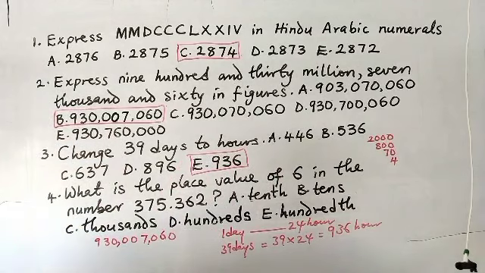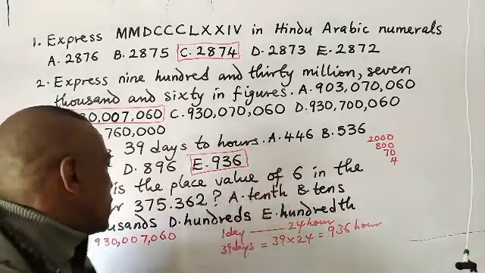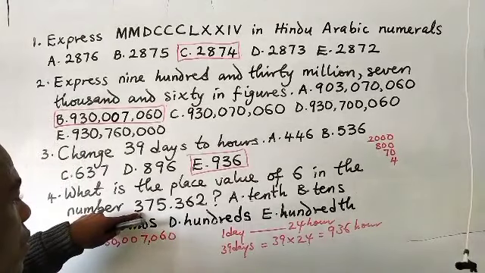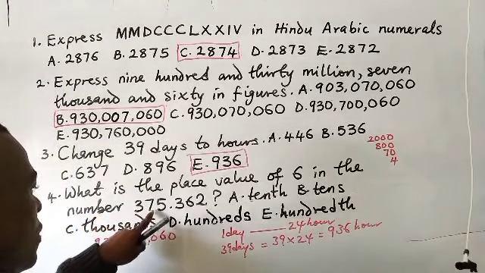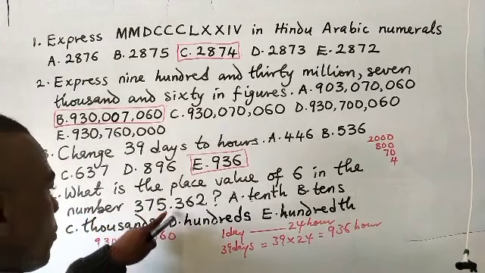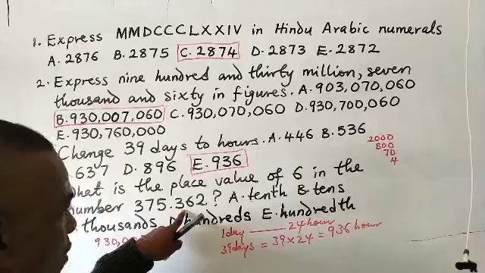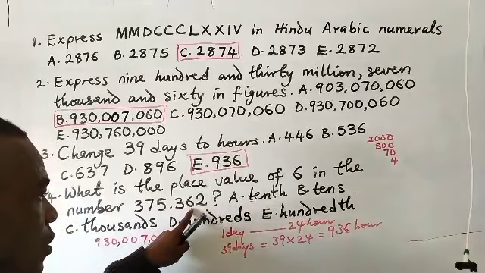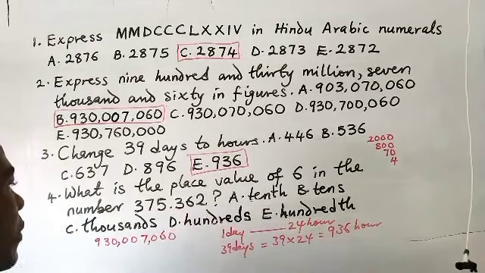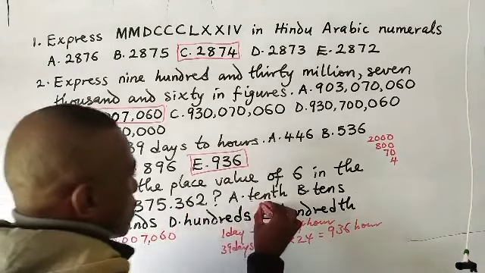Now, question number 4. We are asked to find the place value of 6. Now, the place value of this 3 is hundreds. Place value of 7 is tens. Place value of 5 is unit. Place value of this 3 that we have here is tenths. Place value of 6 is hundreds, which is what they asked us to find.